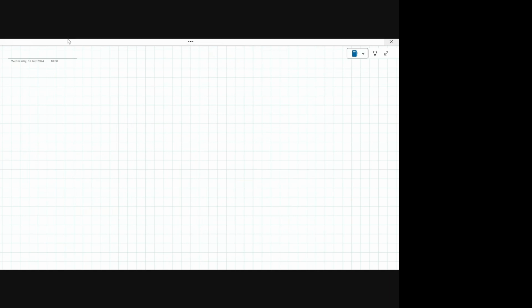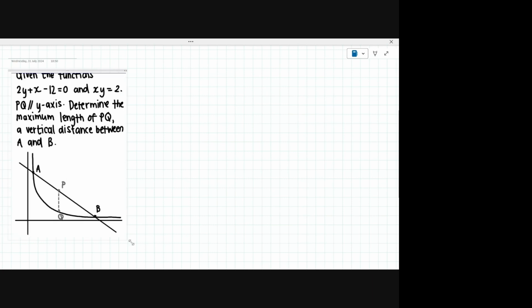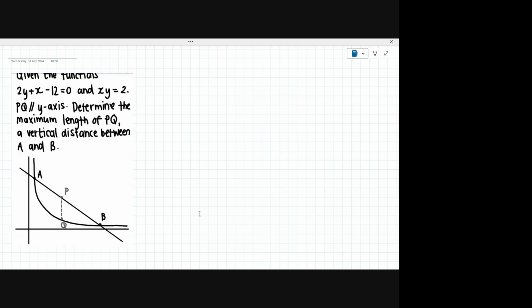I'm hoping I'll copy this over. Right, that says given the functions at the top there. I do apologize, I just cut off my own writing, but we've been given the functions 2y plus x minus 12 equals 0 and xy equals 2. PQ is parallel to the y-axis. Determine the maximum length of PQ, a vertical distance between A and B.